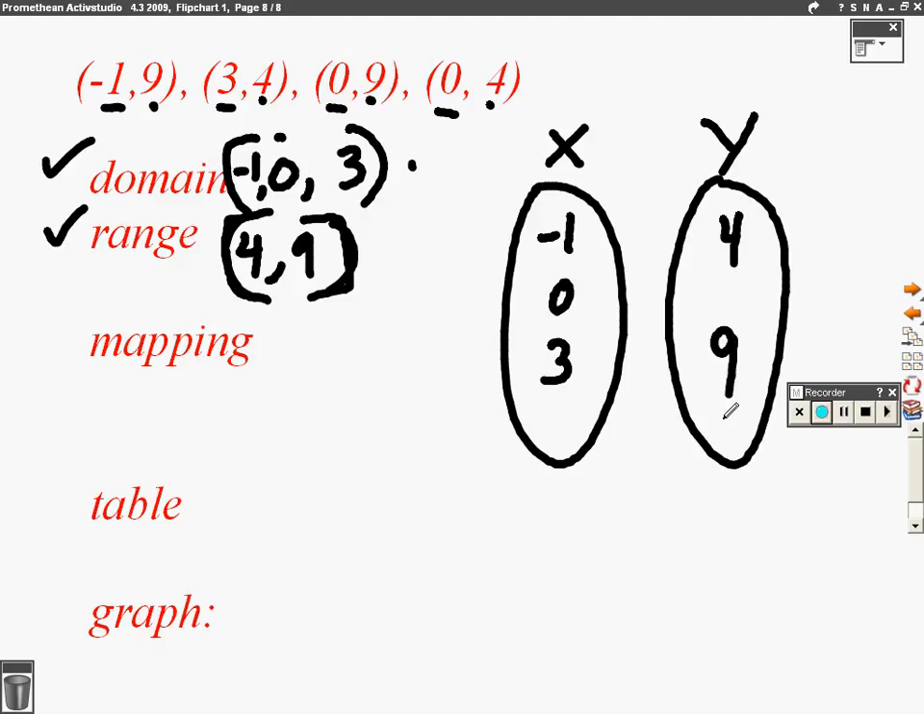And so essentially I just have to connect them. -1 goes with 9, 0 goes with 9, 0 also goes with 4, and 3 goes with 4 as well. And there's my mapping. Notice that again, the only time you have to write the numbers twice is in a table.